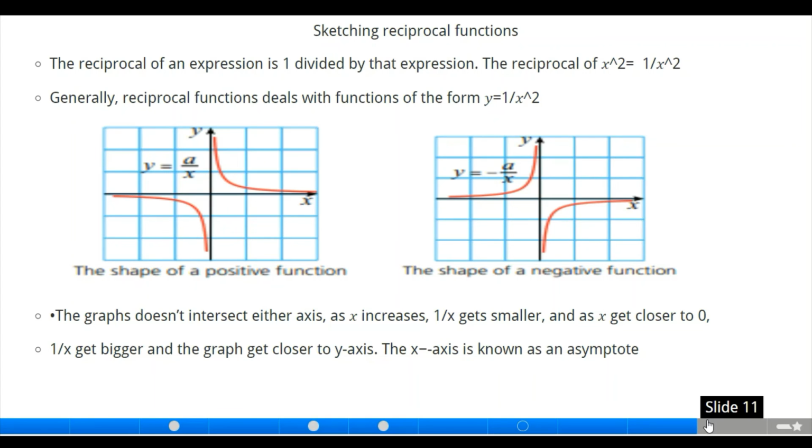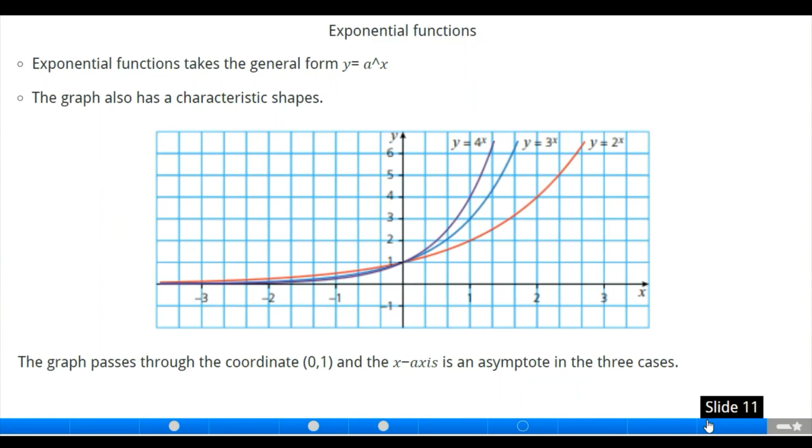And we have another function here, which is the exponential function. The exponential function takes the general form y equals a raised to power x. Okay, the graphs have different characteristics and shapes. Now we have an illustration here when y equals 4 raised to power x, when y equals 3 raised to power x, and when y equals 2 raised to power x. Now this is how the graph is going to look like.